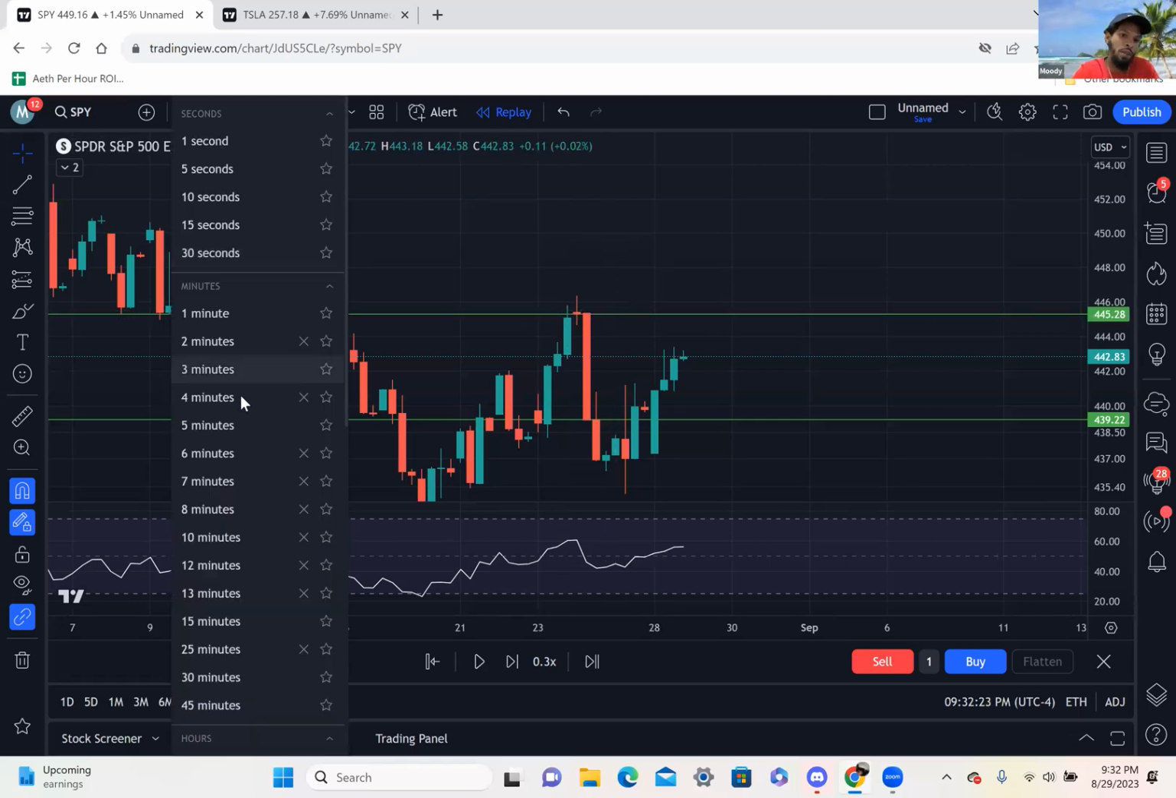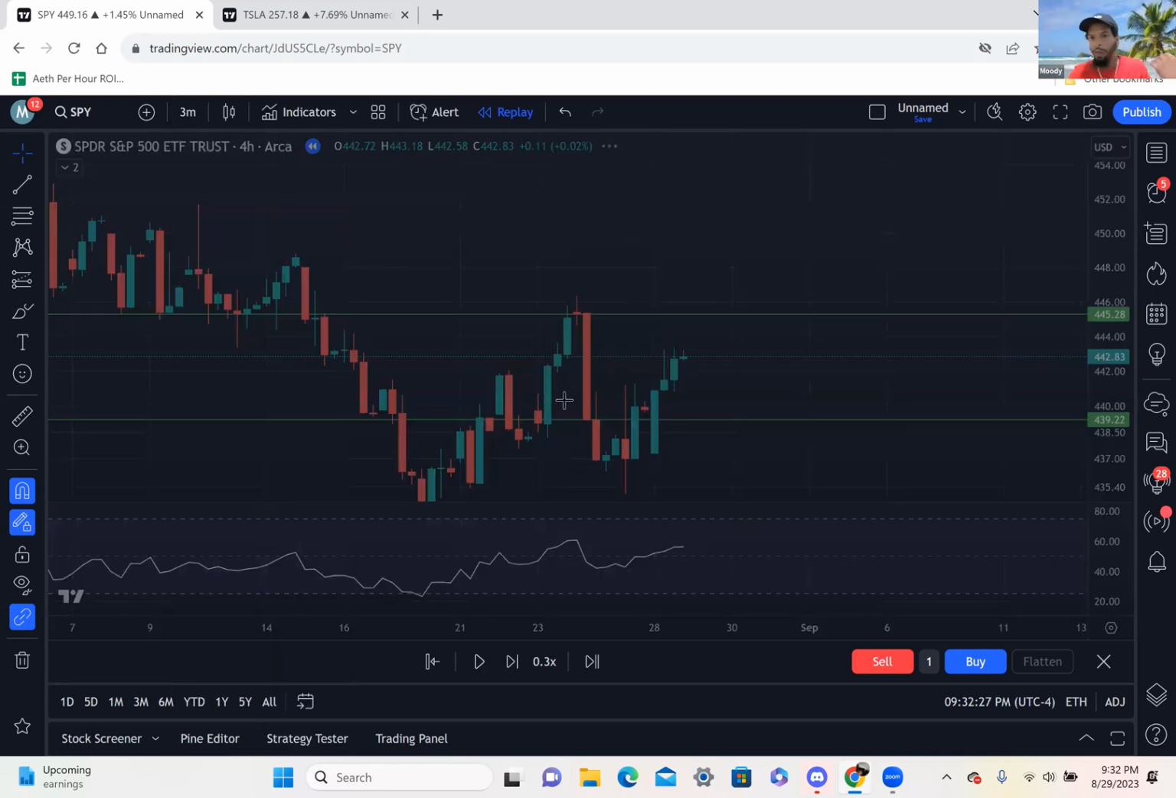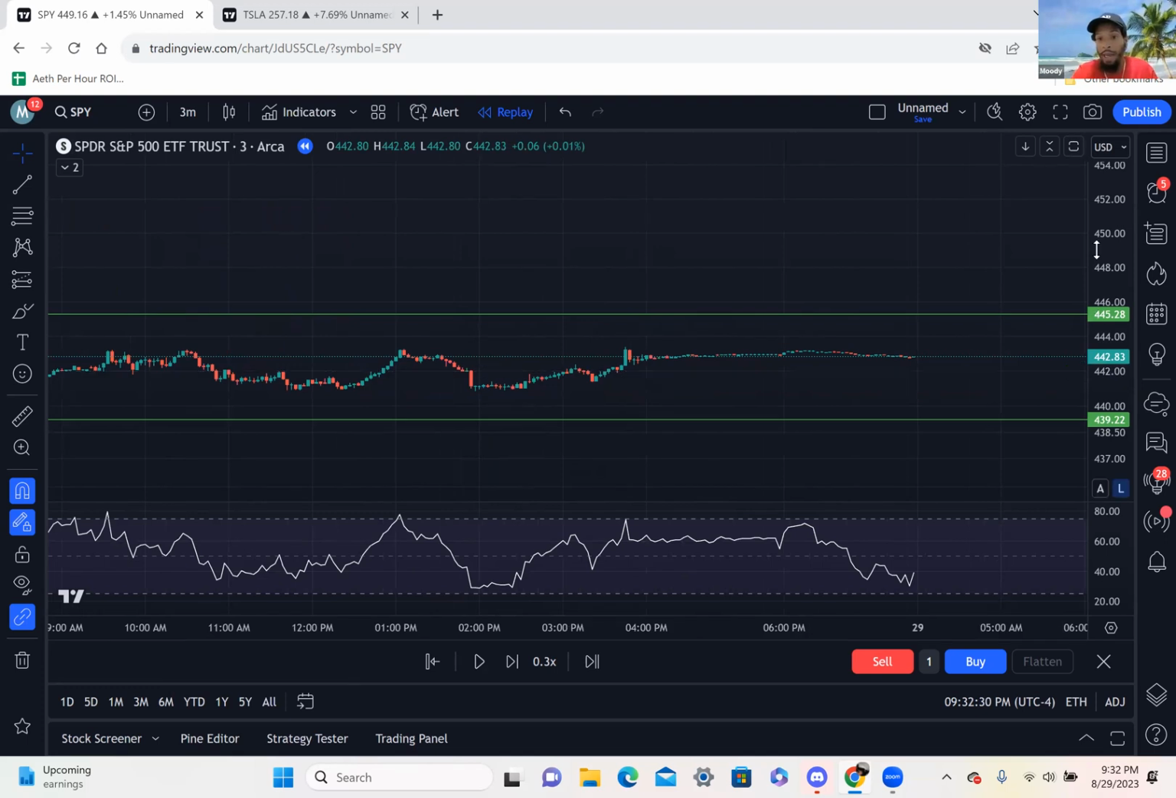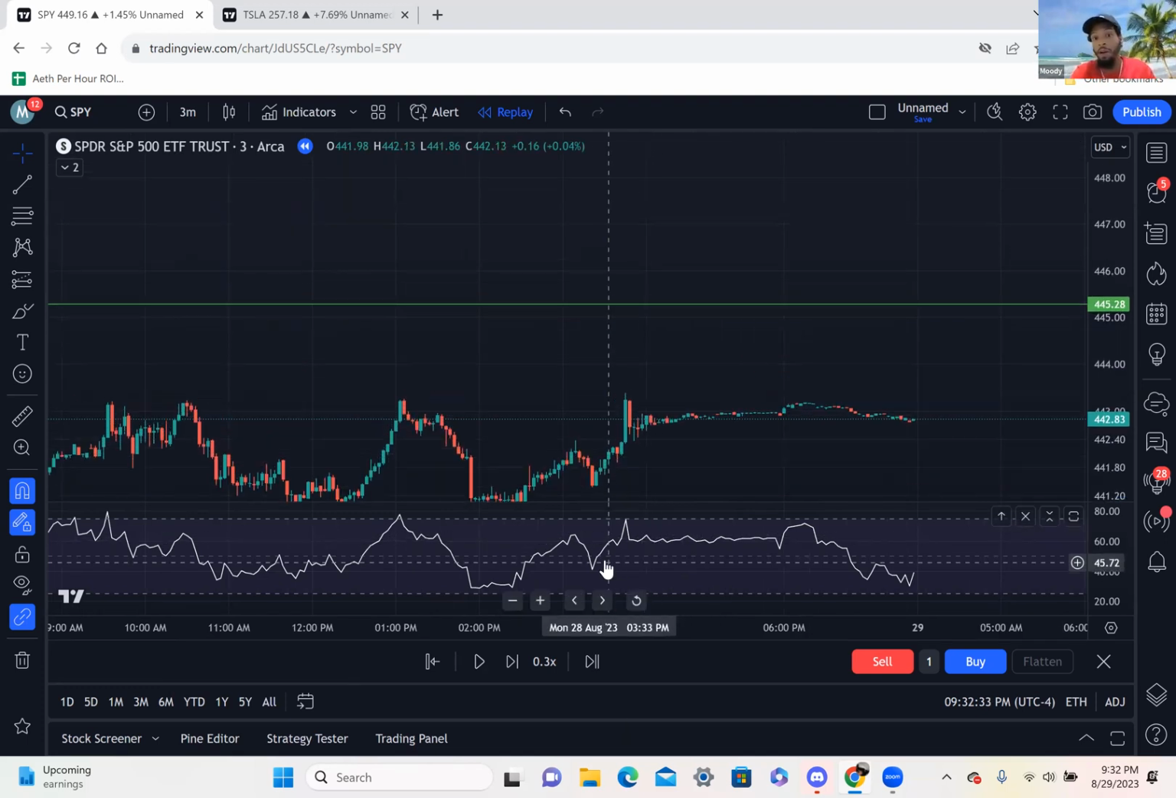So let's bring it over to the 3-minute, and we'll do the support and resistance, right? And I'm just looking at all of that. I'll go to the hour. I'm trying to find bull flags, things of that nature. I'm looking at the RSI. If the RSI already came down and is pushing up, I'm looking for calls.